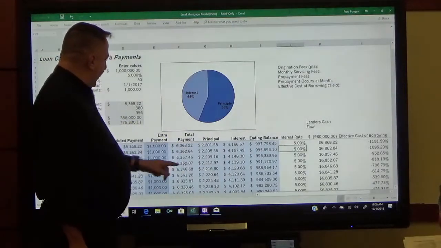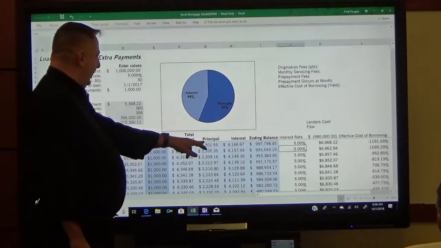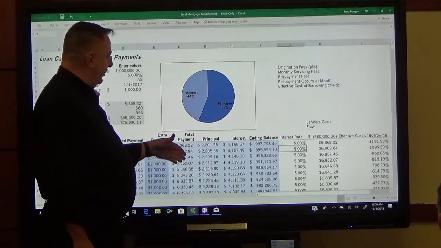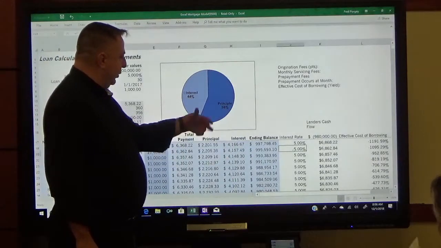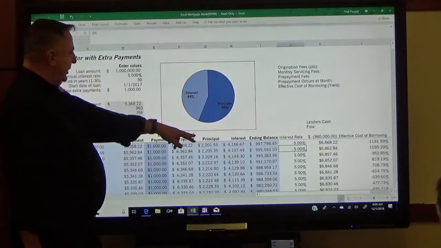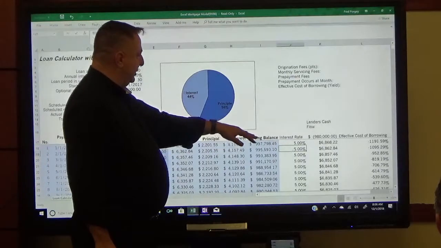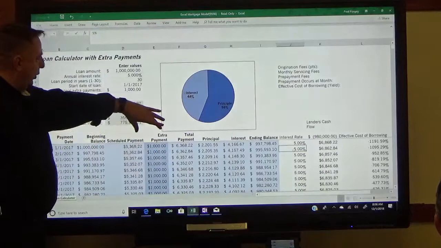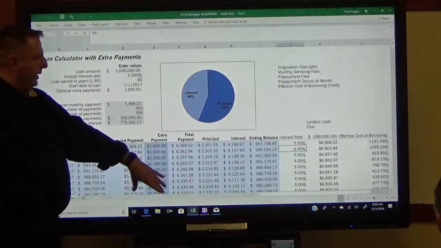And then the principal payment is going to be the portion that is applied to the loan balance, and the interest portion, specifically the 5% on a monthly basis, gives us our ending balance. So none of that's really new except for the insertion of this extra payment.